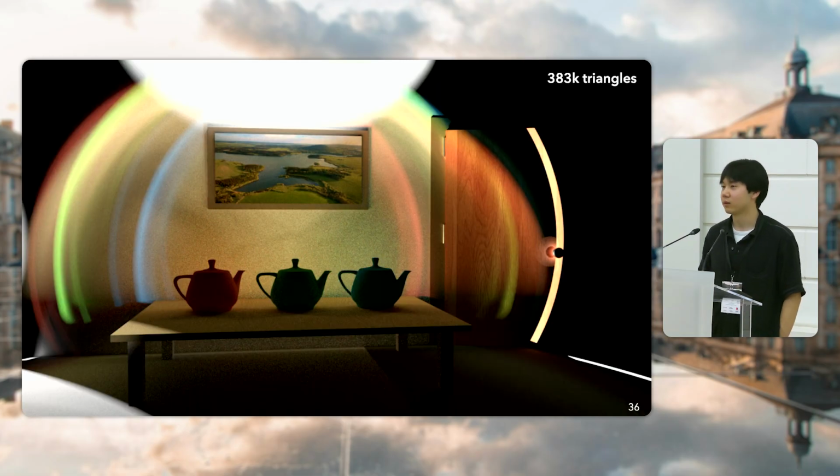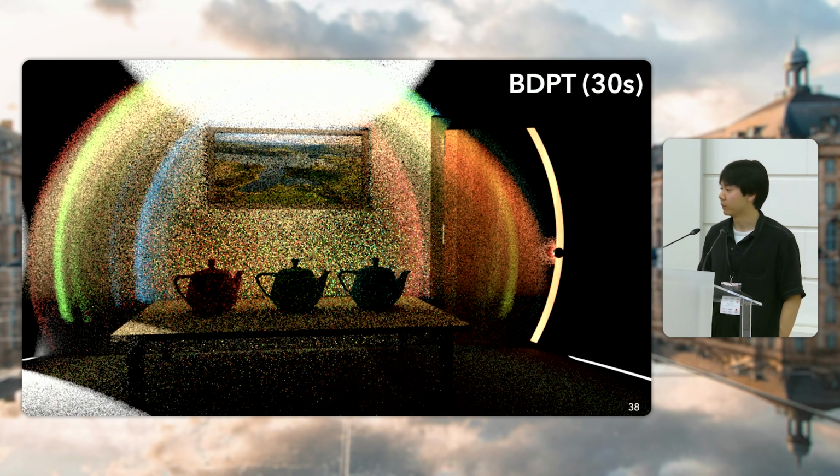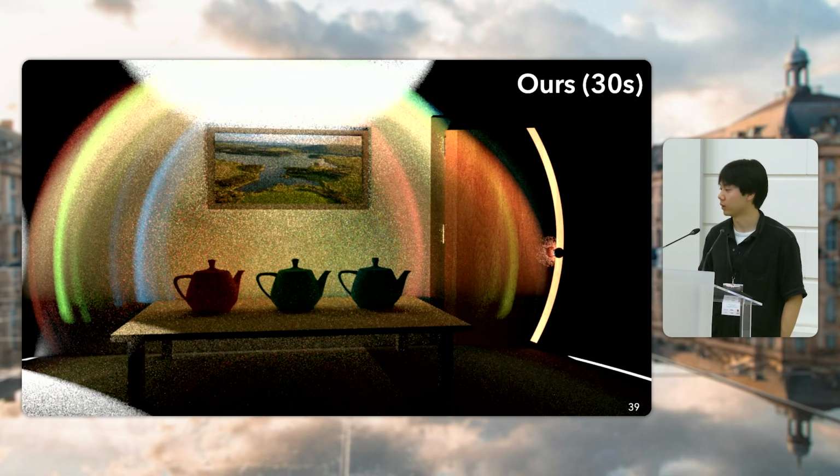So we first test on some more complex scenes, starting with this feature jar with 383,000 triangles, a gate width of 2% of the scene size, where the emitter is a collimated beam shooting at the back wall. We see it takes quite long for ellipsoidal connections at 1 SPP. So we compare with BDPT at 30 seconds, and here's ours. And we achieve 5.5 times lower relative MSE at equal time on this scene.